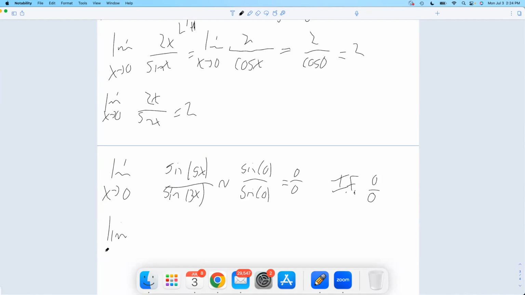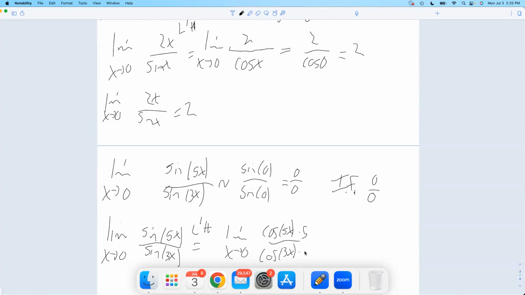So let's try using L'Hopital now. So this will equal, and again, I'm going to tell everybody I'm using L'Hopital by writing a little L apostrophe H there. Let's take the derivative of the top. The limit as x approaches 0. Derivative of the top will be cosine of 5x times 5. I have to use chain rule there. And the derivative of the bottom will be cosine of 3x times 3.